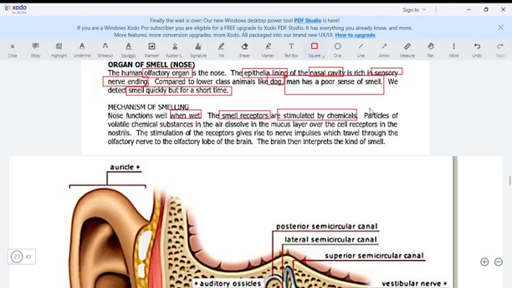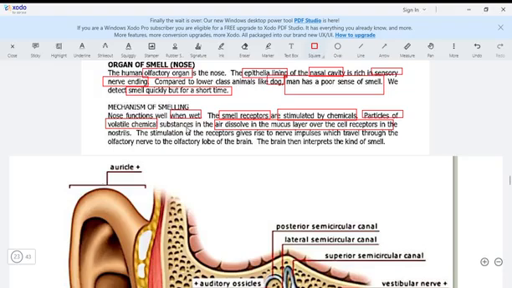So the particles of those chemicals coming from the thing that is smelling are volatile, so they can easily dry off. So the volatile chemical substances in the air come and dissolve in the mucous layer over the cell receptors in the nostril.